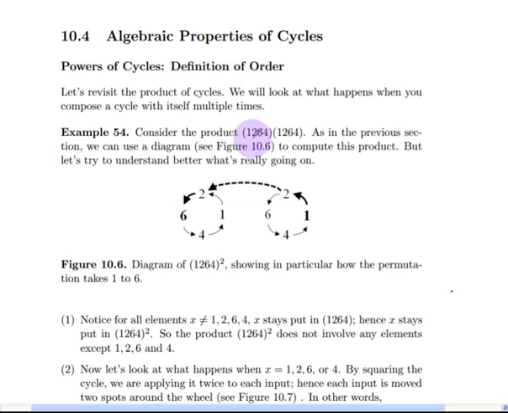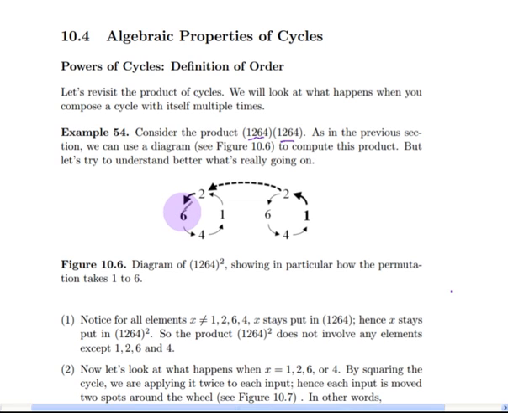For instance, consider the product of the cycle 1, 2, 6, 4 with itself. All right, so I've written a representation similar to what we've done before. 1, 2, 6, 4 is here, 1, 2, 6, 4 is here. So for instance, what does 1 go to? Well, the first cycle takes 1 to 2, and then the second cycle takes 2 to 6.